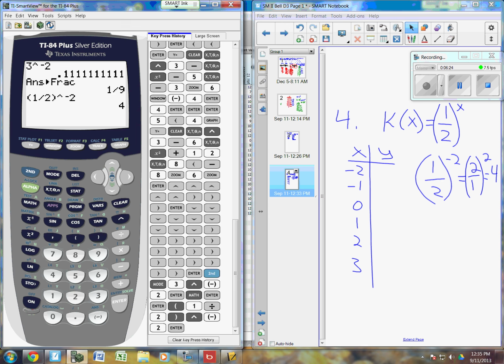If you don't know the rules of exponents, you don't know that 1/2 to the negative 2 power means 2 to the positive 2 power, then you're going to be in trouble later on. Or if you don't remember that 3 to the negative 2 power means 1 over 3 to the positive 2 power, you're going to be in trouble when we get working with the variables. So make sure you do that.